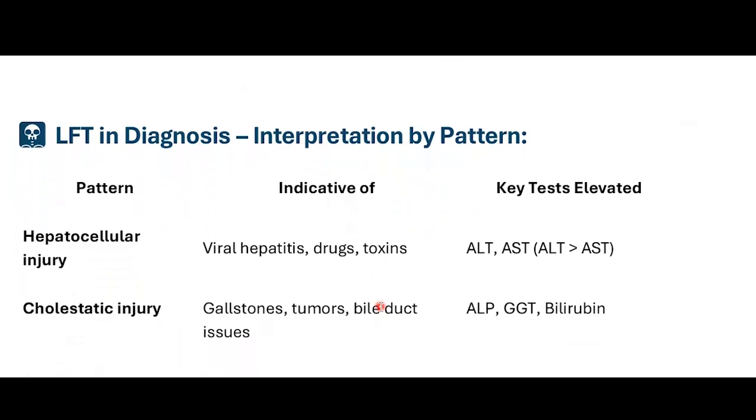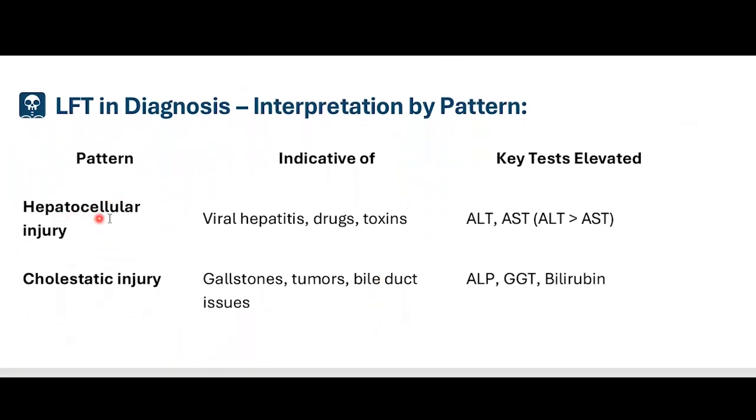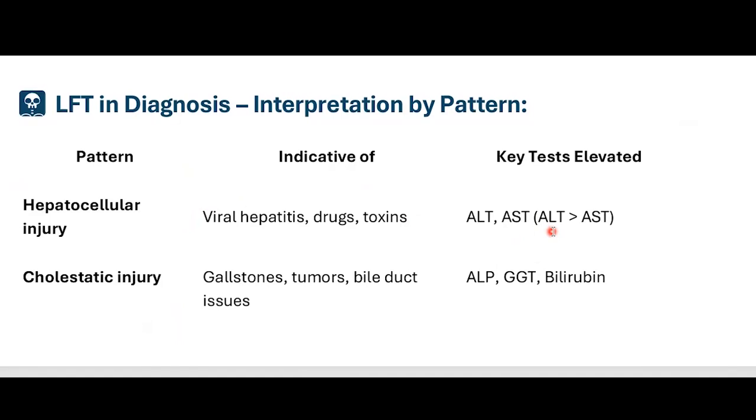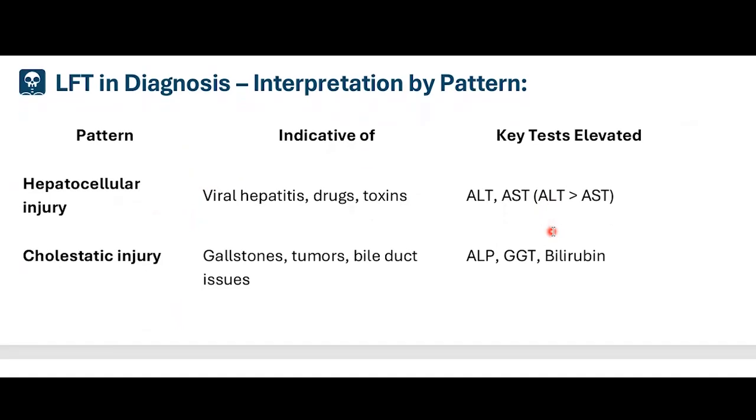LFT in diagnosis, interpretation by pattern. Hepatocellular injury: what will it indicate? Viral hepatitis and drugs and toxins. What tests will we do? ALT and AST will be high in that condition, and ALT will be higher as compared to AST. This is the most important one because we are discussing hepatocellular injury, and ALT is specifically related to hepatitis, or you can say liver related.